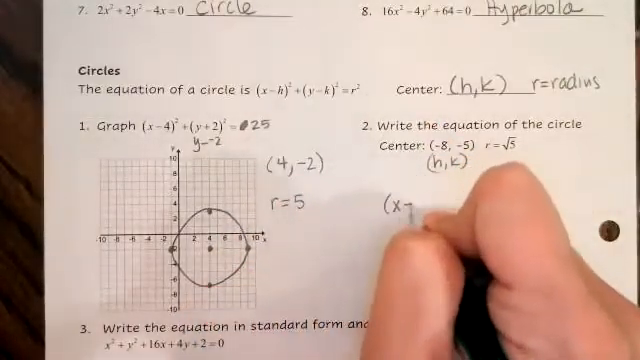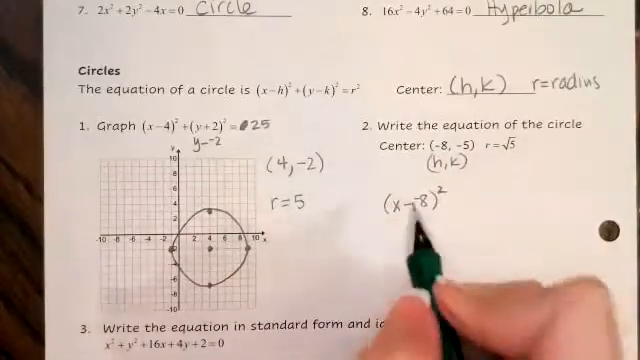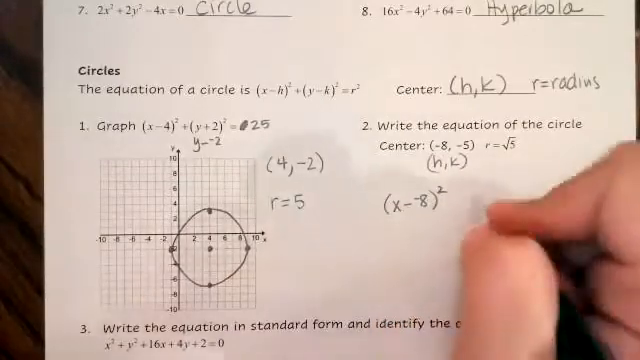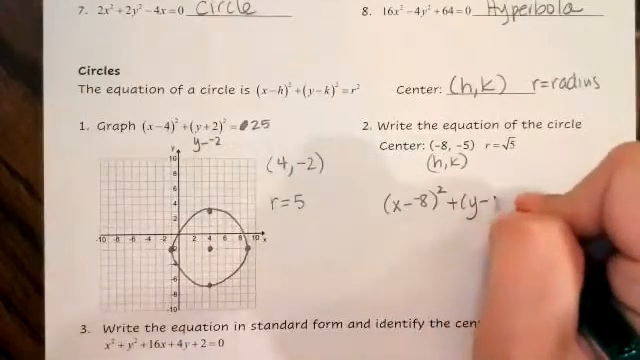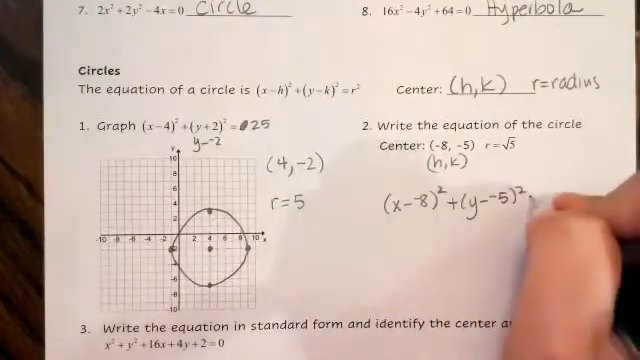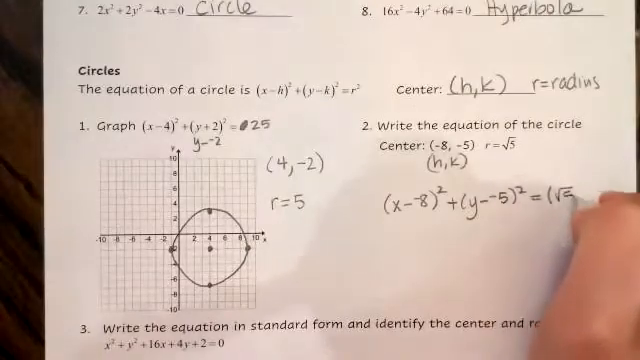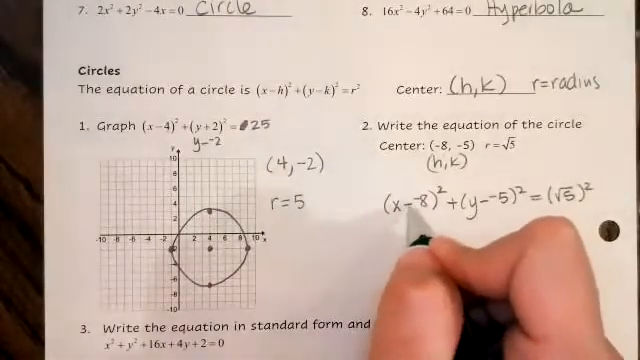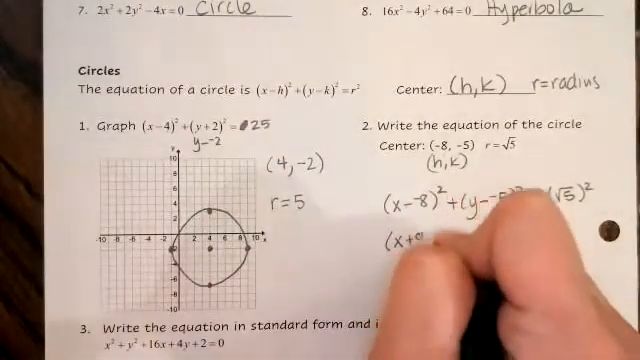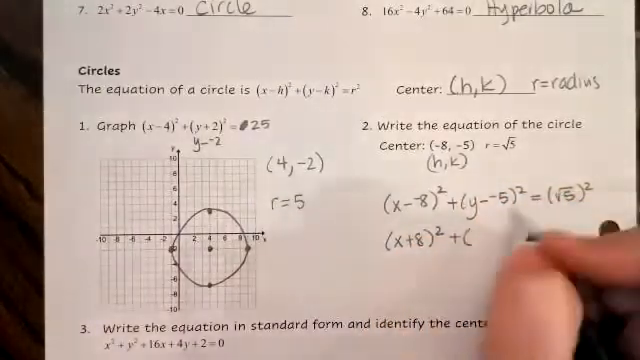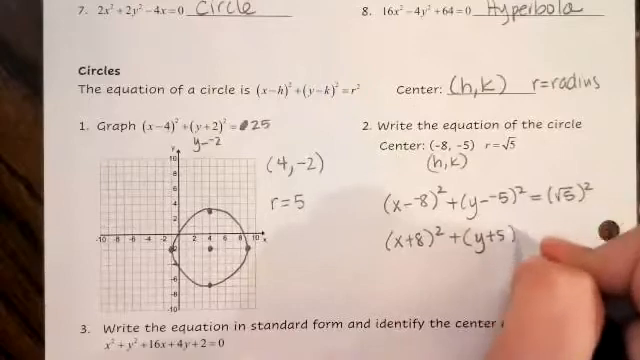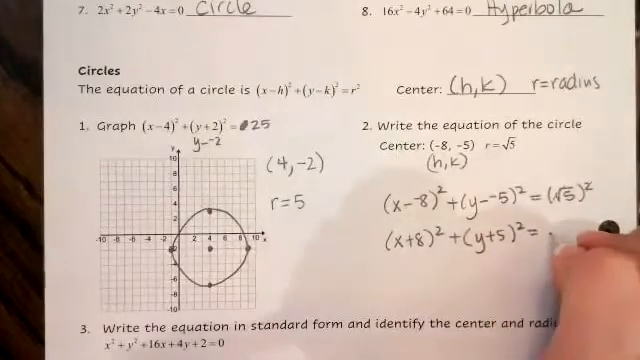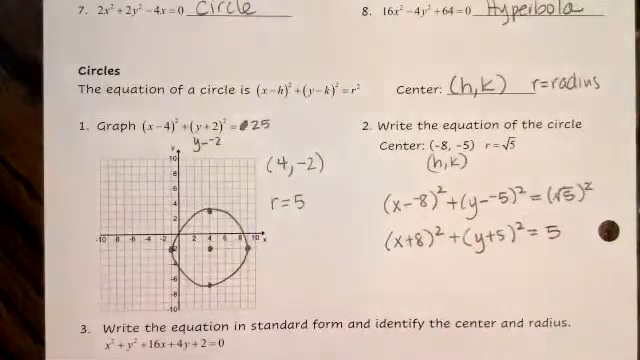I get X minus a -8 squared. Remember, we're doing minus the H. And then Y minus my K value, which is -5, is equal to my radius squared. Now I'm going to go ahead and simplify that. A minus negative, those two signs cancel out, and I get X plus 8. And then if these two signs cancel out, I get Y plus 5 squared, and the square and the square root cancel, and so we get 5 there. So that's my equation. X plus 8 squared plus Y plus 5 squared is equal to 5.